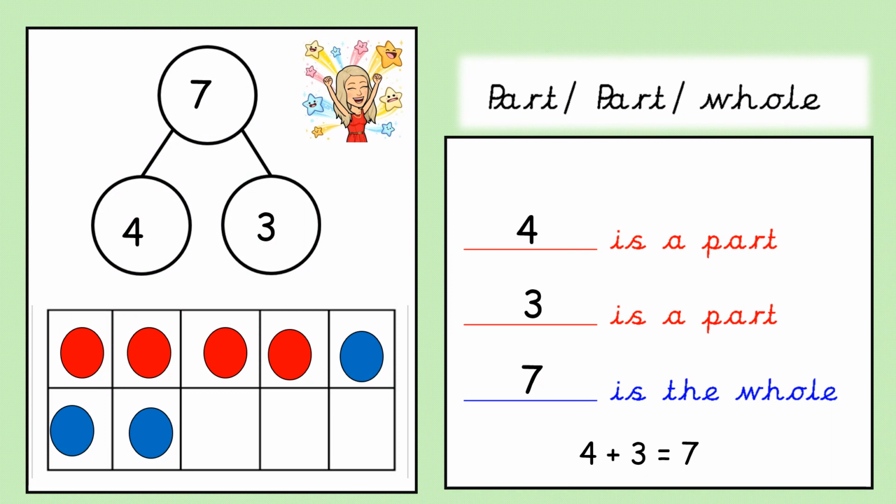Okay, how many are red? 4, well done. 4 are red, you can see a 2 and a 2. Well, that's what my brain can see. 4 are red, and how many are blue? 3, that's right. So a part is 4, a part is 3, and the whole is 7. So my number sentence is 4 plus 3 is equal to 7. Well done.